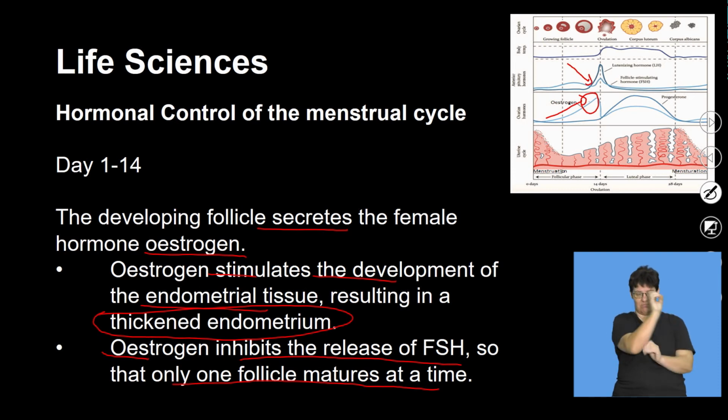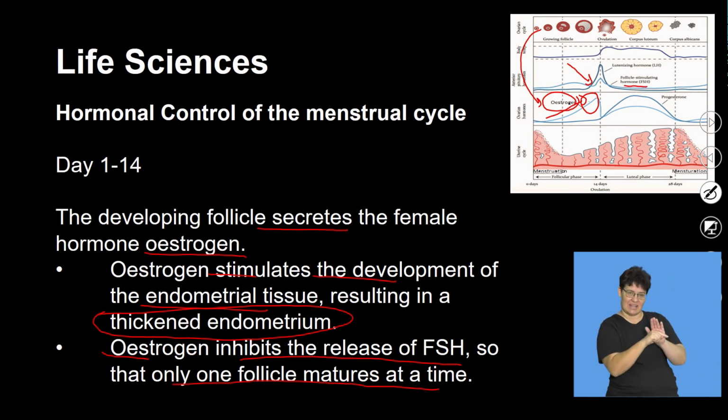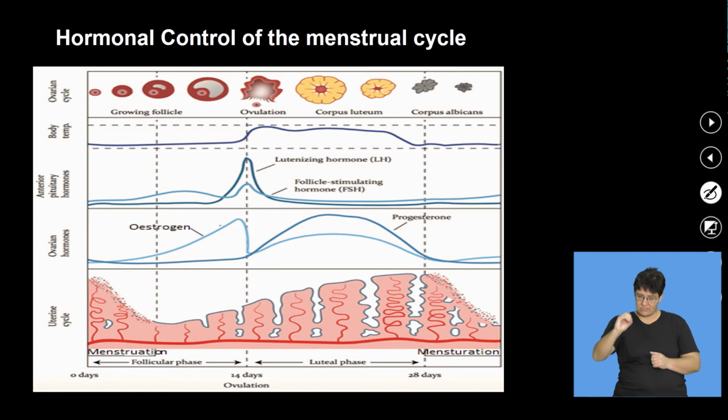So the development of this follicle causes an increase in estrogen, and that in turn has a negative impact, suppressing the level of FSH so that a single egg develops. Okay, and we clearly see that in this image here, as I mentioned, that estrogen increases and we see that FSH decreases.